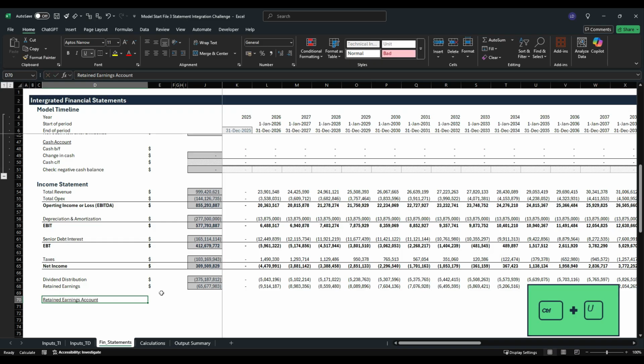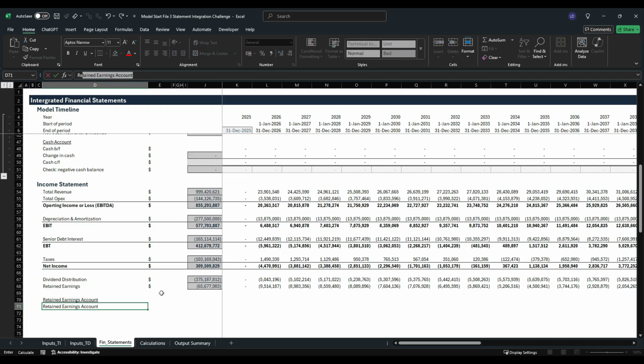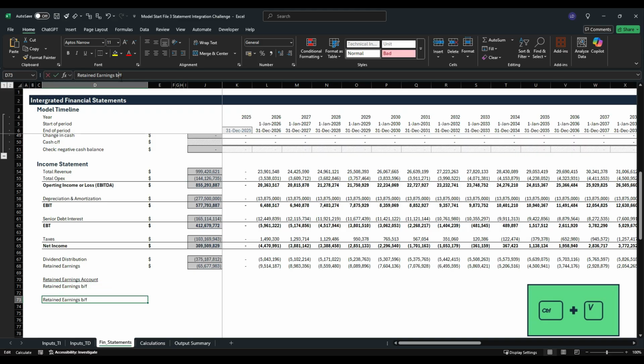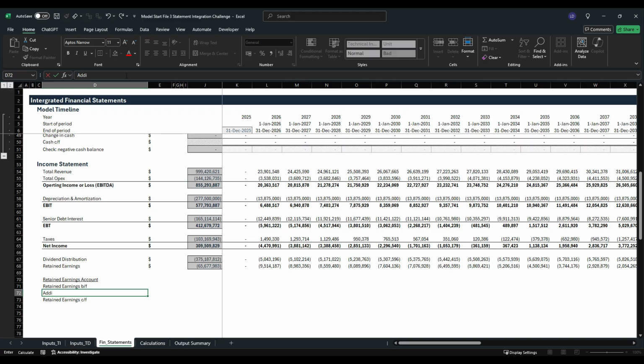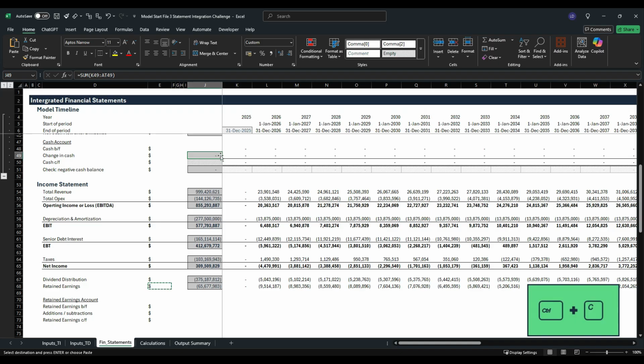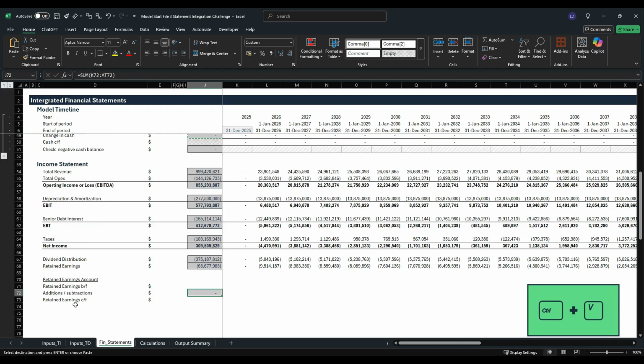So write retained earnings account, underline this, and similar to our cash account, we will start with our retained earnings brought forward. And we will have retained earnings carried forward. And in the middle, we will write additions or subtractions. All of this will be given in dollars. And for an account, we only need a row total for the addition and subtraction section.